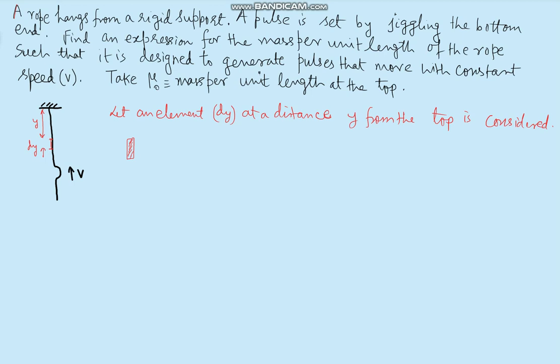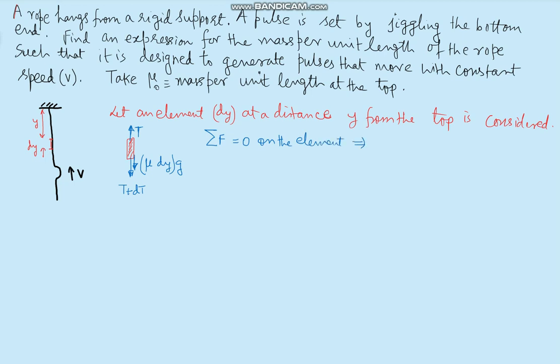Let us check. If this is tension T, that is, at a location y the tension is T, and at a location y plus dy the tension is T plus dT. Of course it will be acting downward, plus the weight of this particular element. What is the weight? The weight will be mass per unit length mu into dy, that will be the mass, into g. So the summation of all the forces will be 0 on the element.